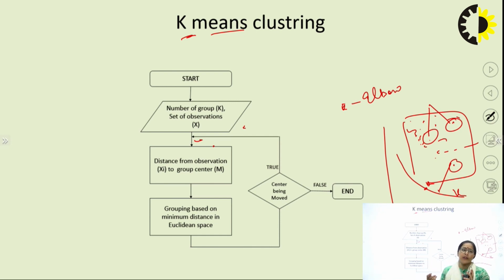Suppose k is taken as 2, then we start with 2 centroids, and those centroids are taken randomly initially. After that, all shifting is done after checking the distance of each element from the centroids that we have assumed, and then grouping is done. And how long do we iteratively do this process? Till there is no change in centroid anymore.